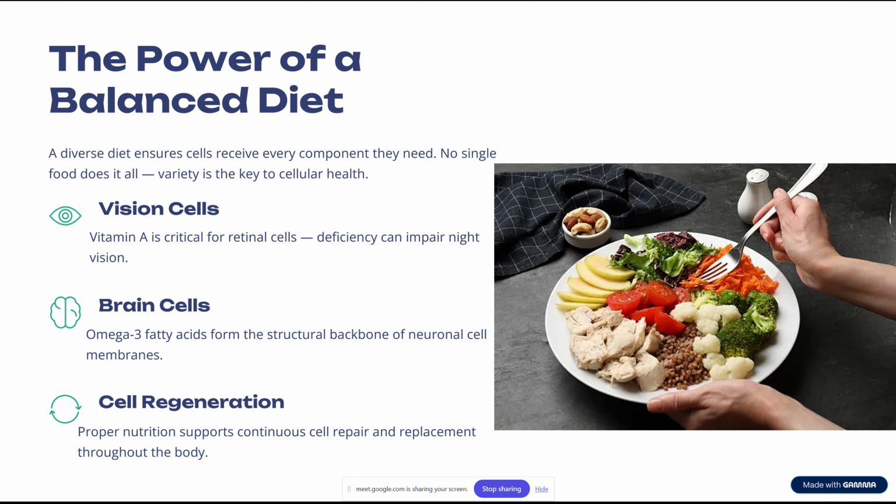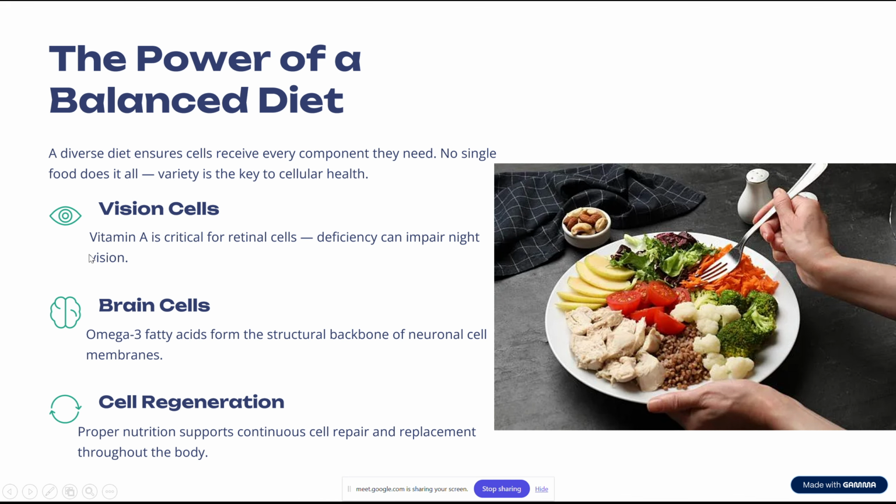So when you want to eat, you mix things together, mix this with this, mix this with that, so that at the end of the day, your meal is going to be a balanced diet, meaning that it contains all the essential things that need to be there. No single food does all, and variety is the key to cellular health. So as you can see here in the image, you can see how things are being mixed together, and we are safe to say that this meal should be a well balanced diet. Also, by the side you can see some other very important components.